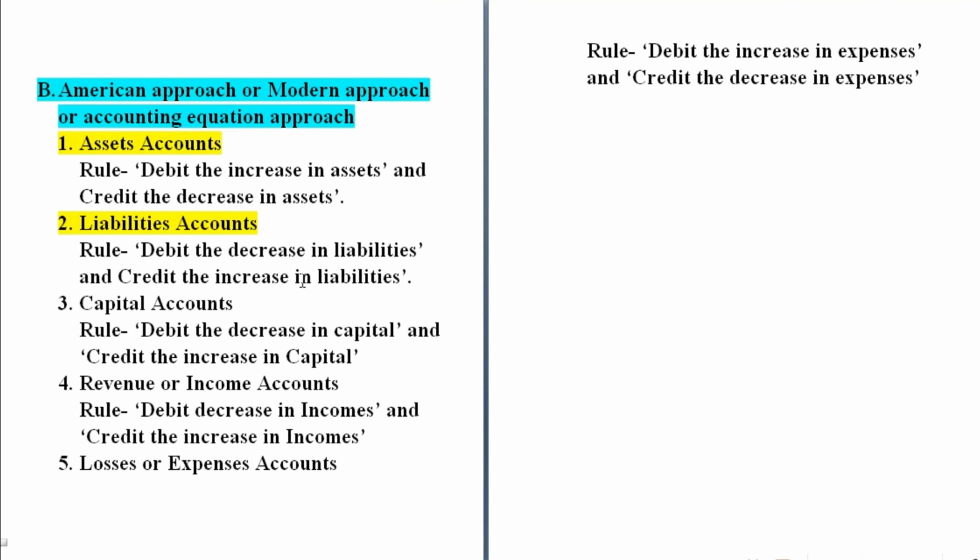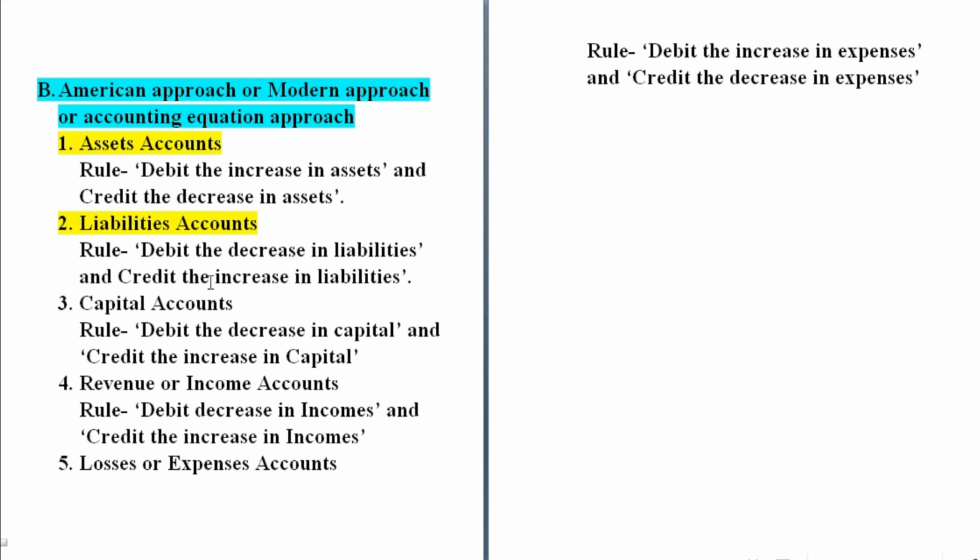So here the second account that we have classified is what? Liabilities account. And so here what does the rule say? The rule says that debit the decrease in liability and credit the increase in liability. For example, if your business or firm borrows rupees 1 lakh from, let us say, Rohan, okay, so Rohan's account will be credited.